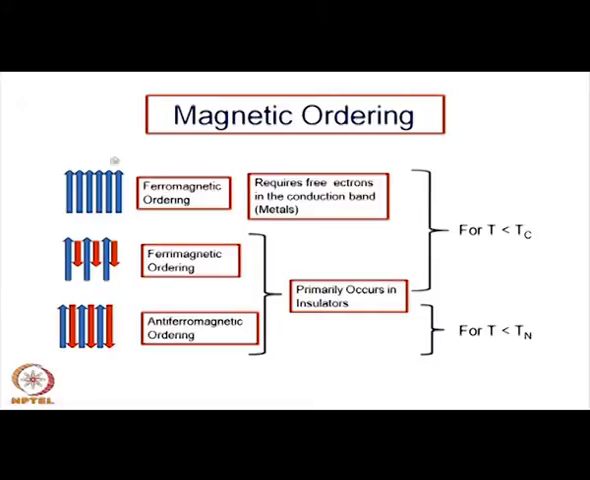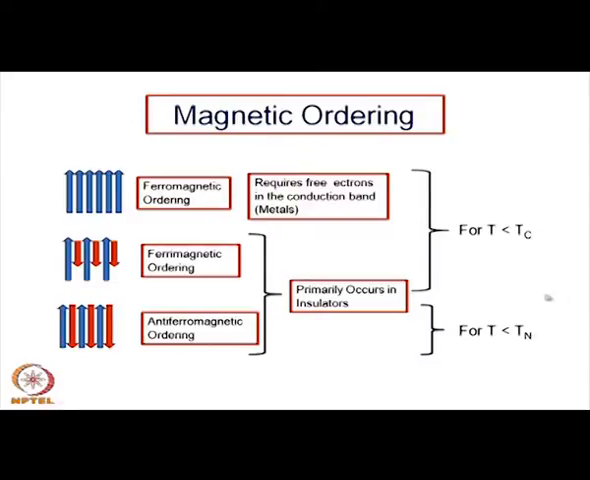So, these are the three different kinds of orderings available in different materials. This requires, as I just mentioned, free electrons in the conduction band, so it is mostly available in metals. These two are primarily insulators, and these two groups are primarily oxides. So, when we talk about magnetic ceramics, we are talking about basically these two groups of material, okay, either ferromagnetic or antiferromagnetic.